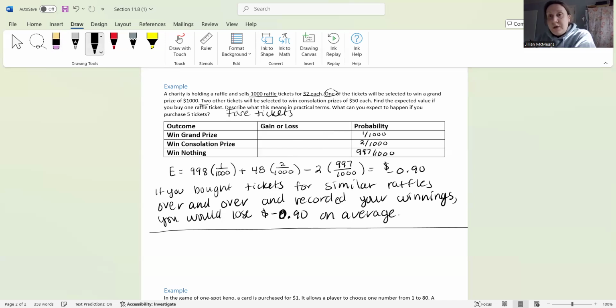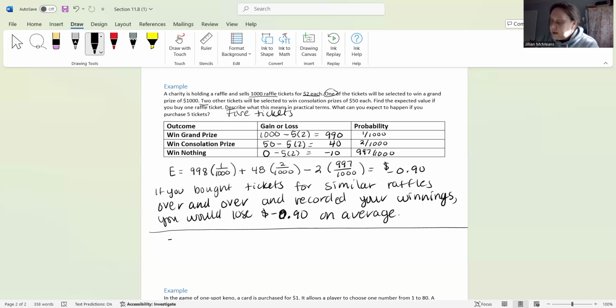All right. So if we were to win the grand prize, remember, our winnings would be $1,000. But we bought 5 tickets at $2 each. So it cost us $10 to play this time. That means our actual winnings would only be $990. Okay. Now for the consolation prize, you would win $50. But again, you bought 5 tickets at $2 each. So we paid basically $10 to play. That means our gain would only be $40. If you were to win nothing, again, you're going to win $0. But remember, you still bought 5 tickets at $2 each. So you have a loss of $10 now.